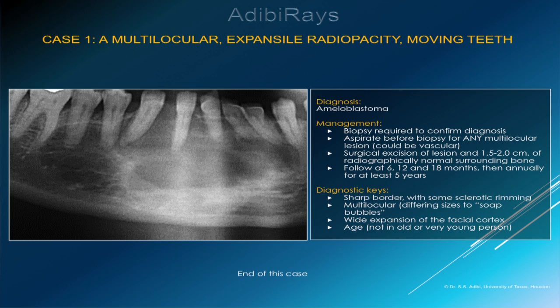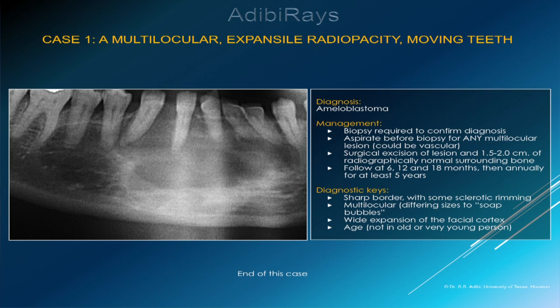Ameloblastoma is the best choice here. Biopsy is a must here to confirm the diagnosis. Aspiration before biopsy is necessary to rule out the possibility of vascular lesions. Excision should include about 2 mm of the surrounding normal bone tissue. Follow-ups for this type of lesion at 6, 12, and 18 months, and annual recall thereafter, are recommended.